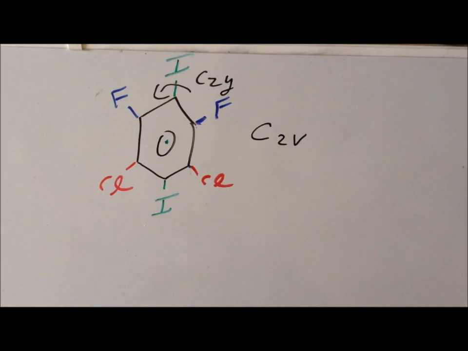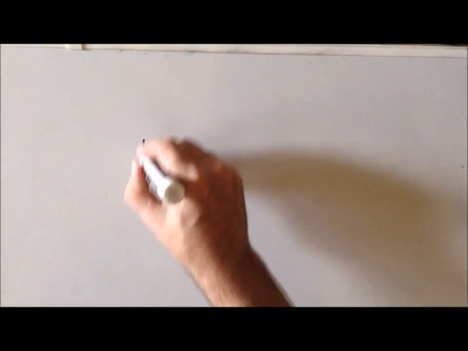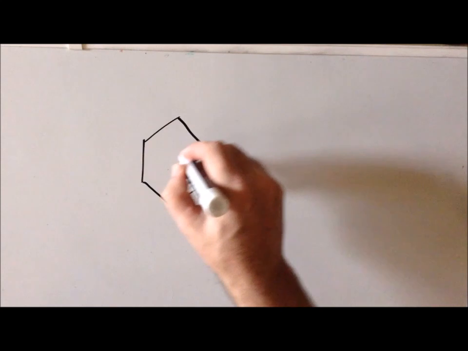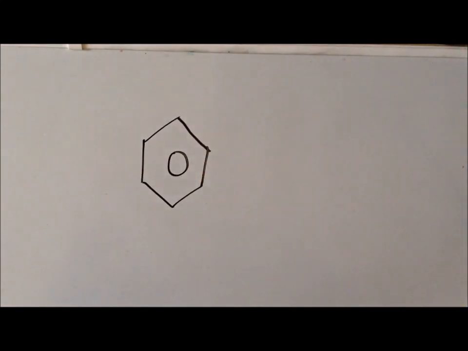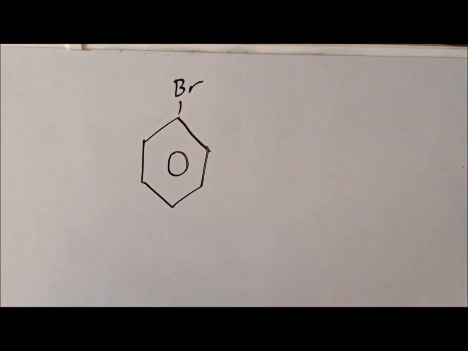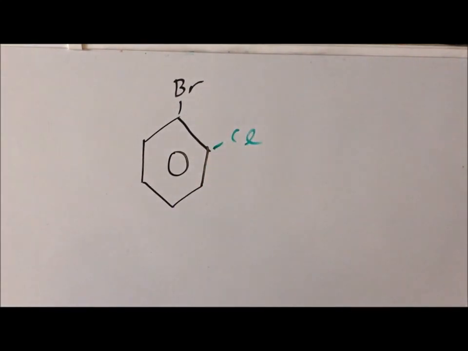Let's demonstrate one more benzene substitution to see its effect. This may be one of the most complicated ones that we've done so far. So let's put a bromine at the 1 position. Let's put chlorine at the 2 position. We'll put fluorine at the 3 position. And iodine, last but not least, at the 4 position.